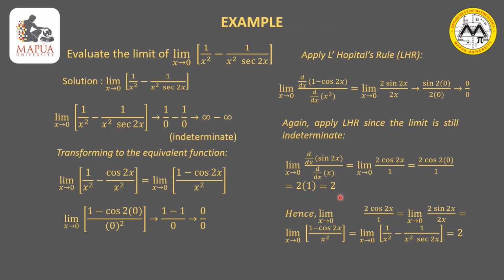So at this point, the limit of this expression, which initially is indeterminate, is found to be equal to 2. Then we said whatever is the limit of this expression will be the limit of this one. So the limit of this also will be equal to 2, which is also equal to that limit. So, concluding, the limit of 1 over x squared minus the reciprocal of x squared times secant of 2x as x approaches 0 is equal to 2.